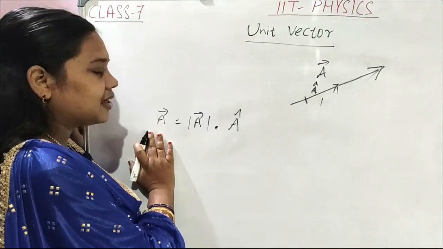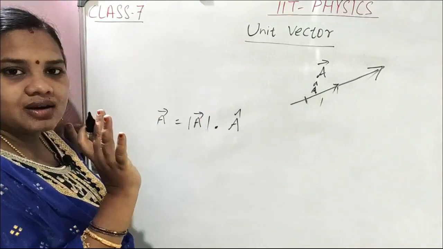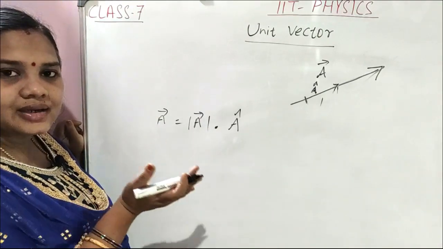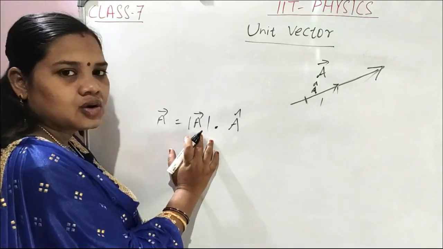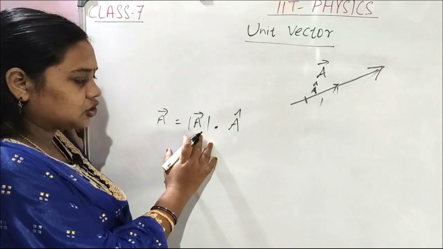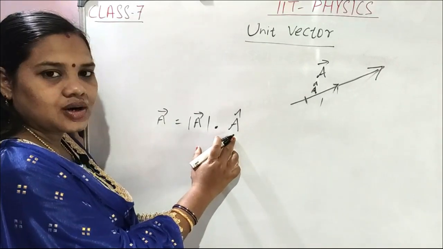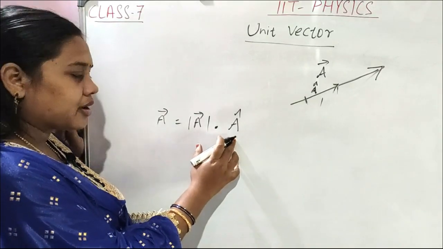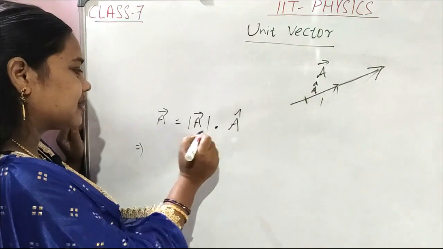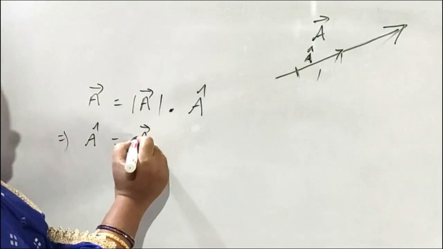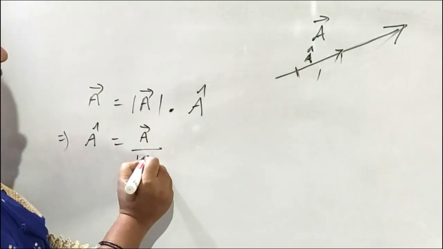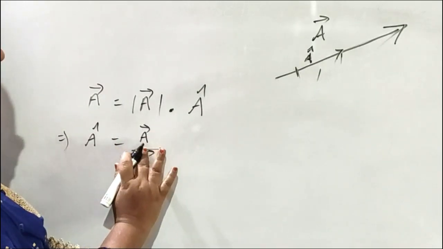How can you express any vector? Magnitude into direction. What is the magnitude? Mod of A. Magnitude into direction, what is that? A cap. Then unit vector A cap is equal to vector A by magnitude of vector A.